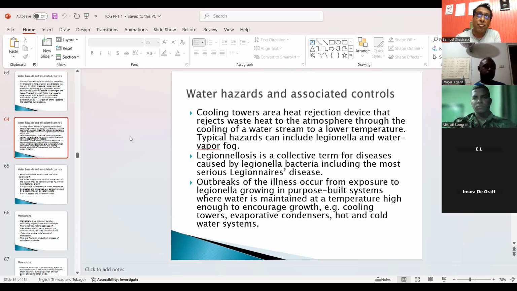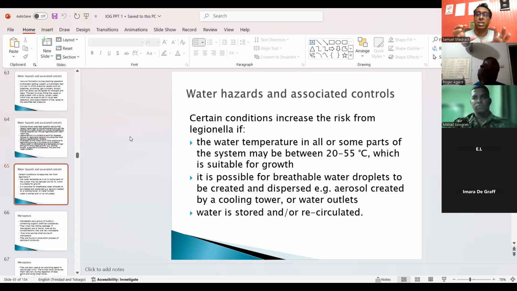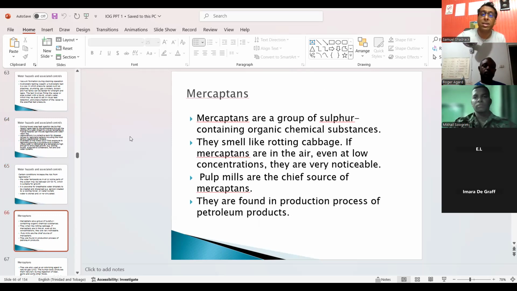So not every water at this temperature would have Legionnaires bacteria, but the bacteria love to live in temperatures like that. So cooling towers, condensers, spas, yes, a spa, a sauna, all of those systems that people like to go and relax in as well. The bacteria loves to live in that sort of temperature anyway, right?